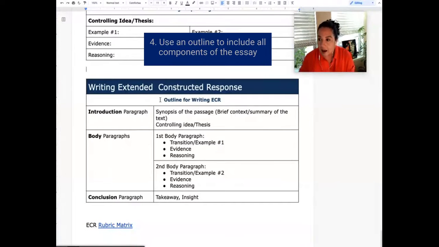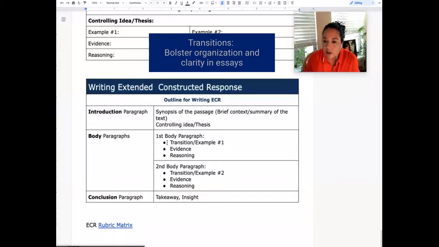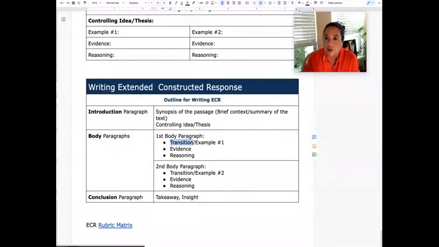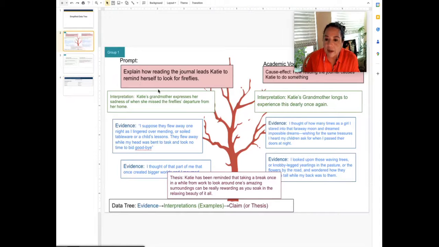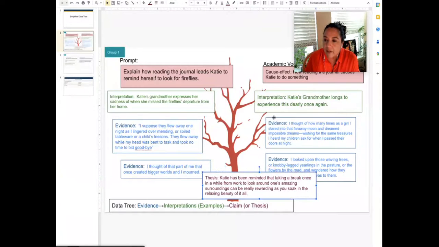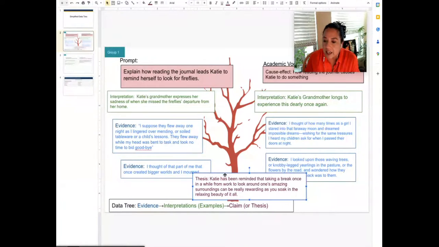This represents a more formal outline for that extended constructed response. We've got the introduction to include the synopsis of the passage and end with that controlling idea or thesis, and then body paragraphs to include transitions. So we can support students with linking their different ideas. What's really nice about the data tree is when I have all of my evidence and my interpretations all on one slide, it's easier for me as a student to think about how these two interpretations connect. And then I can write one overarching claim, or as we call it for the essay, a thesis.